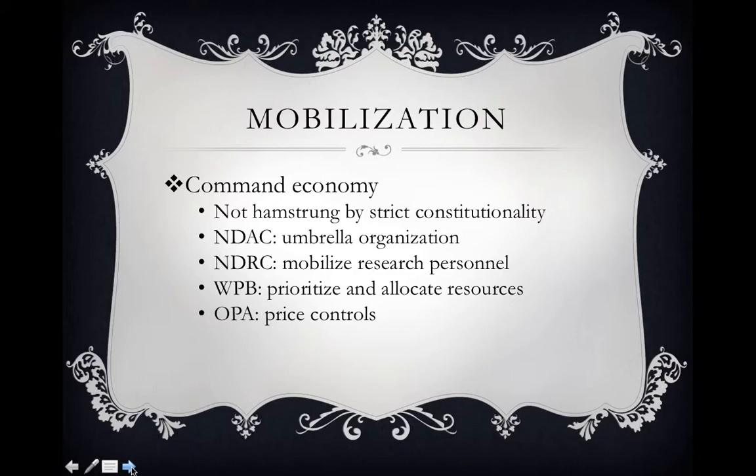Also, we have the War Production Board. All right, that was their responsibility to prioritize and allocate resources. So make sure you remember that about the War Production Board. That was the board that set priorities on what resources were needed and allocated those resources accordingly, depending upon how important they were. And we also had the Office of Price Administration, which set up price controls.